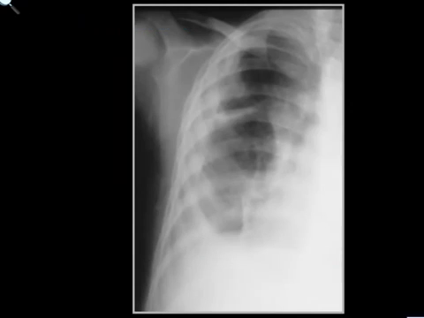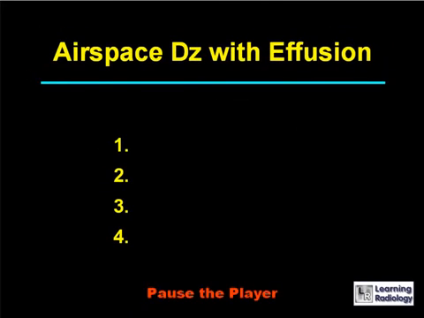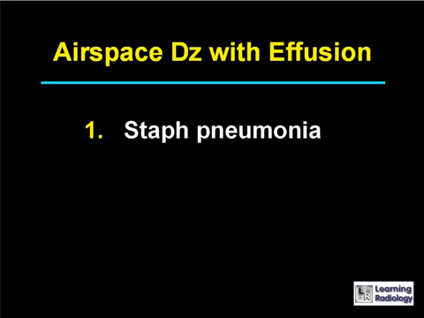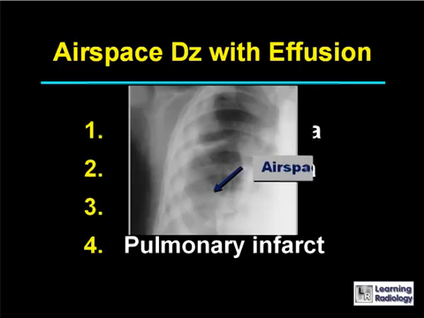Here's the next differential. Pause the player. The differential is airspace disease with effusion. There are 4 causes. Pause the player. The 4 causes of airspace disease with pleural effusion are staphylococcal pneumonia, streptococcal pneumonia, tuberculosis, and pulmonary infarct.